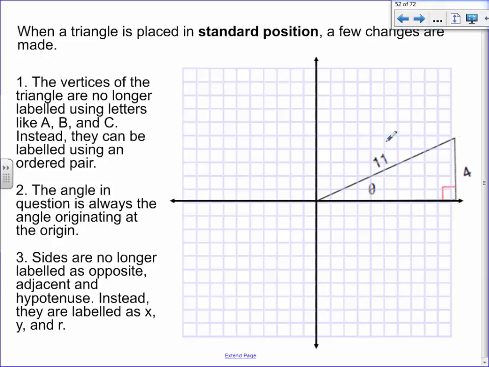Okay. We normally label this side right here with the letter R, this side here with the letter Y, and this side with the letter X.